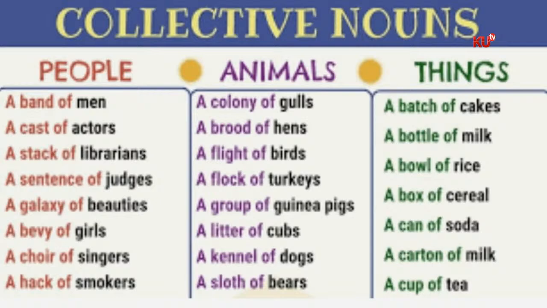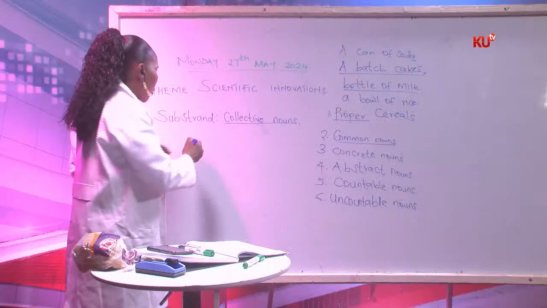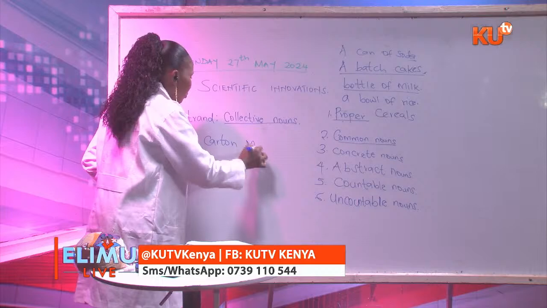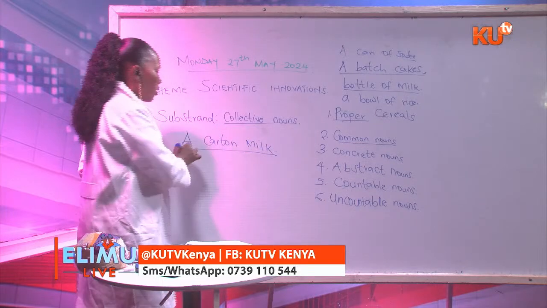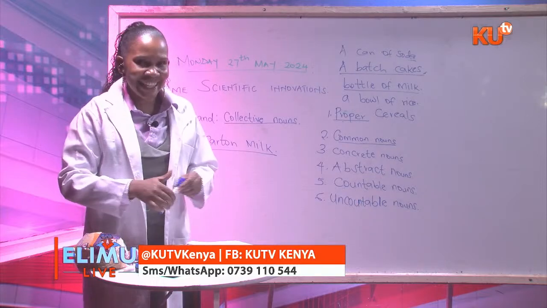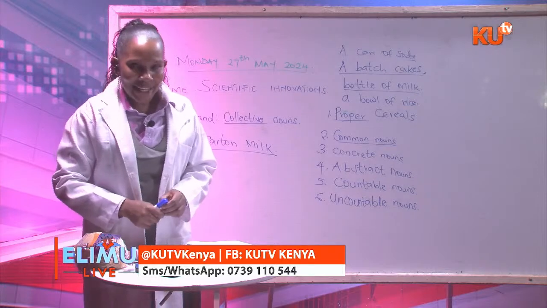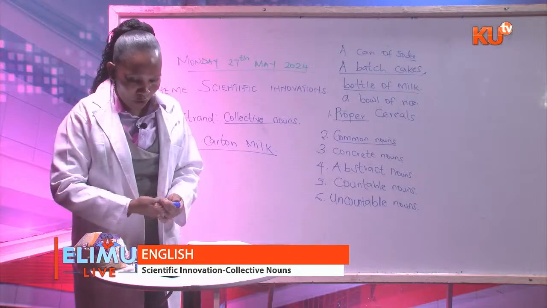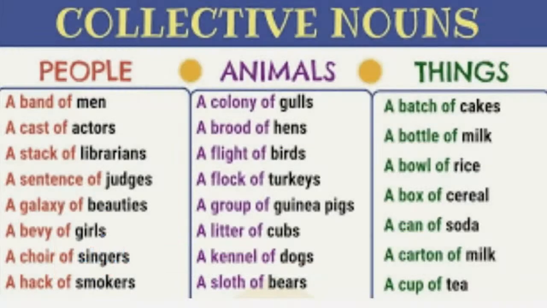We have, again, a carton of milk. When we put milk in a carton, we call it in a single phrase, a carton of milk. We have a cup of tea. When we put tea in a cup, it is no longer an uncountable noun, it is a collective noun. A cup of tea.